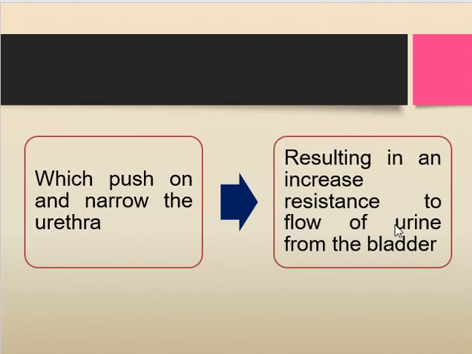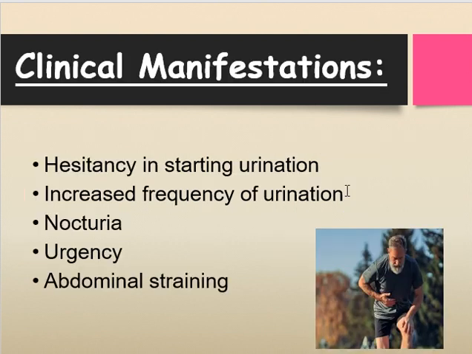Okay, once the nodule is formed, what happens? It will push on and narrow the urethra. And what happens when it pushes on and narrows the urethra? There is increased resistance to flow of urine from the bladder to the external urethral meatus. So the person will start manifesting all the clinical features of BPH. And what are the clinical manifestations?